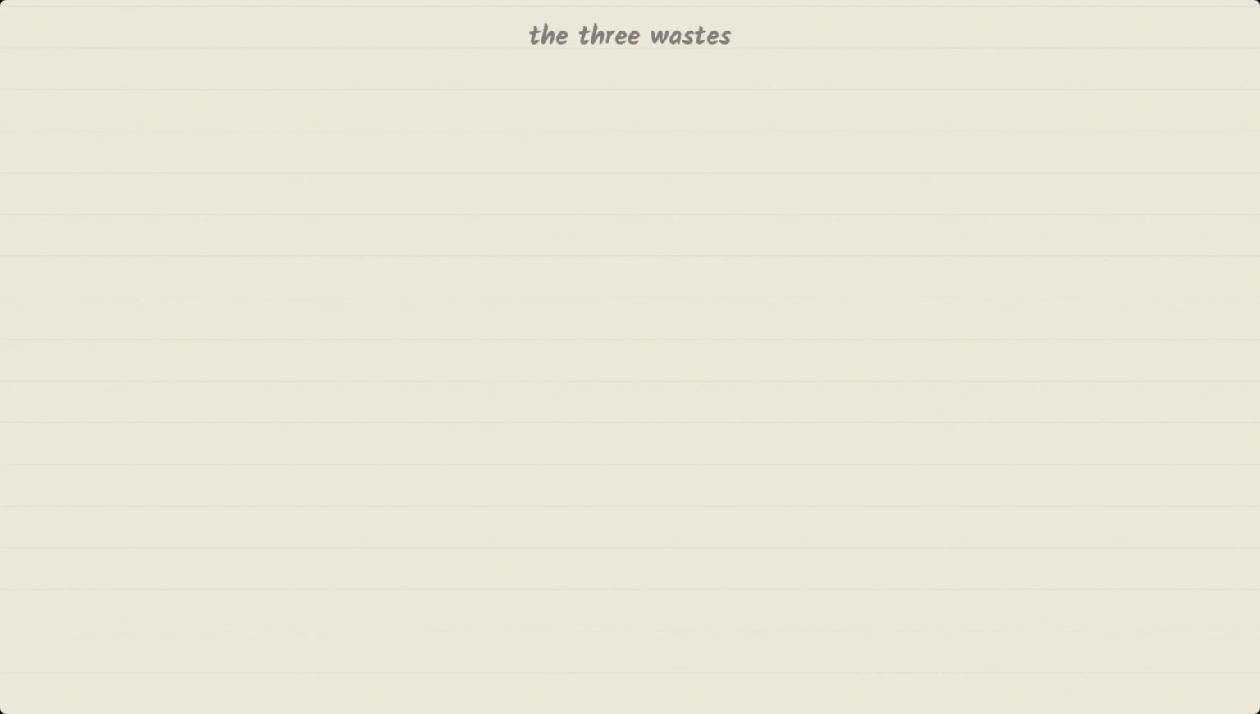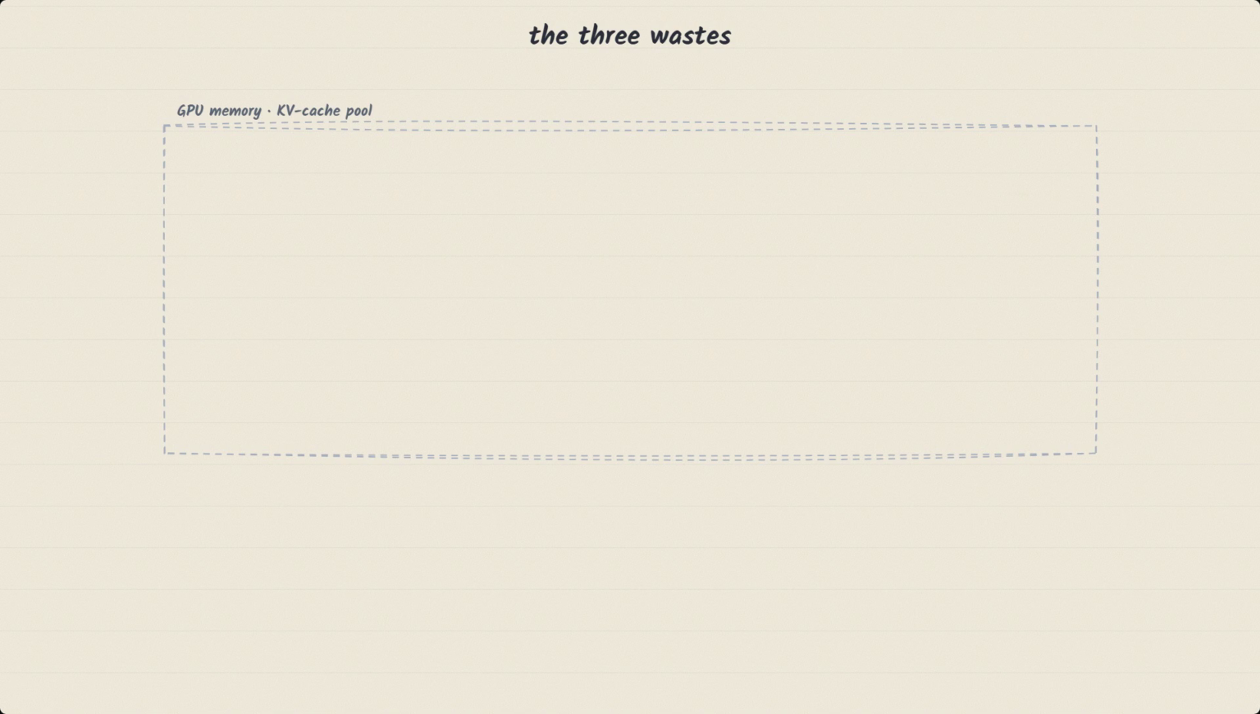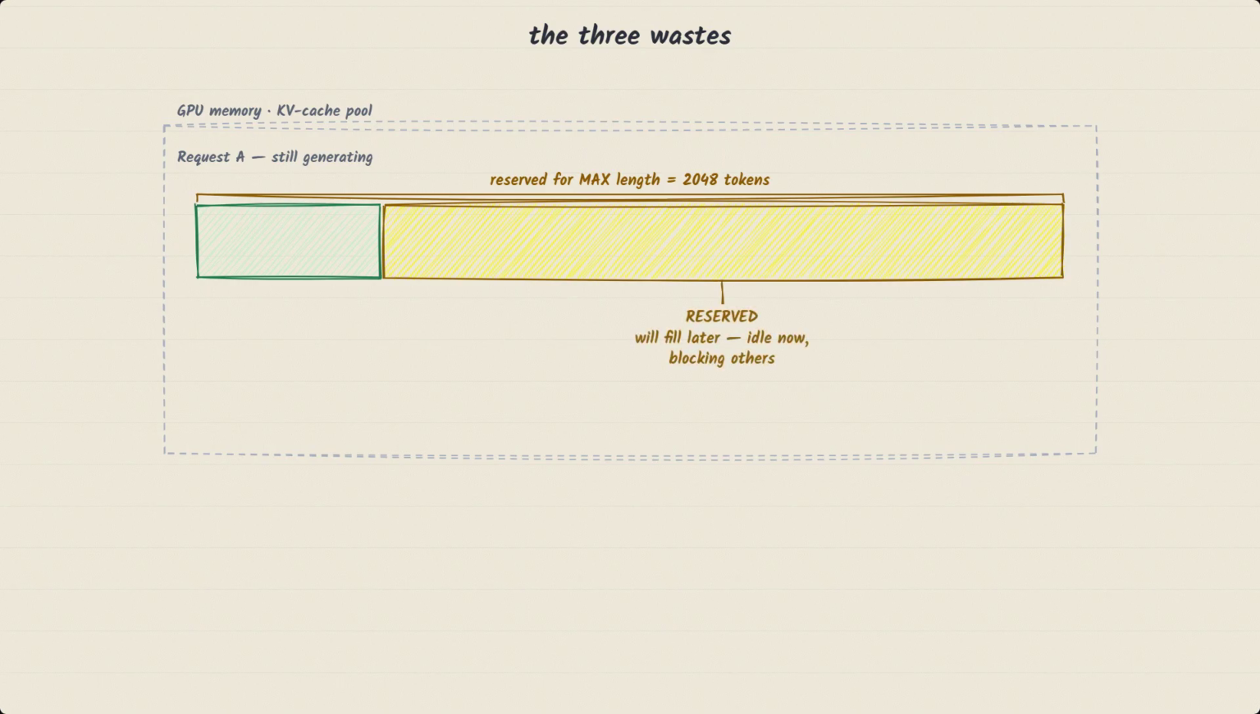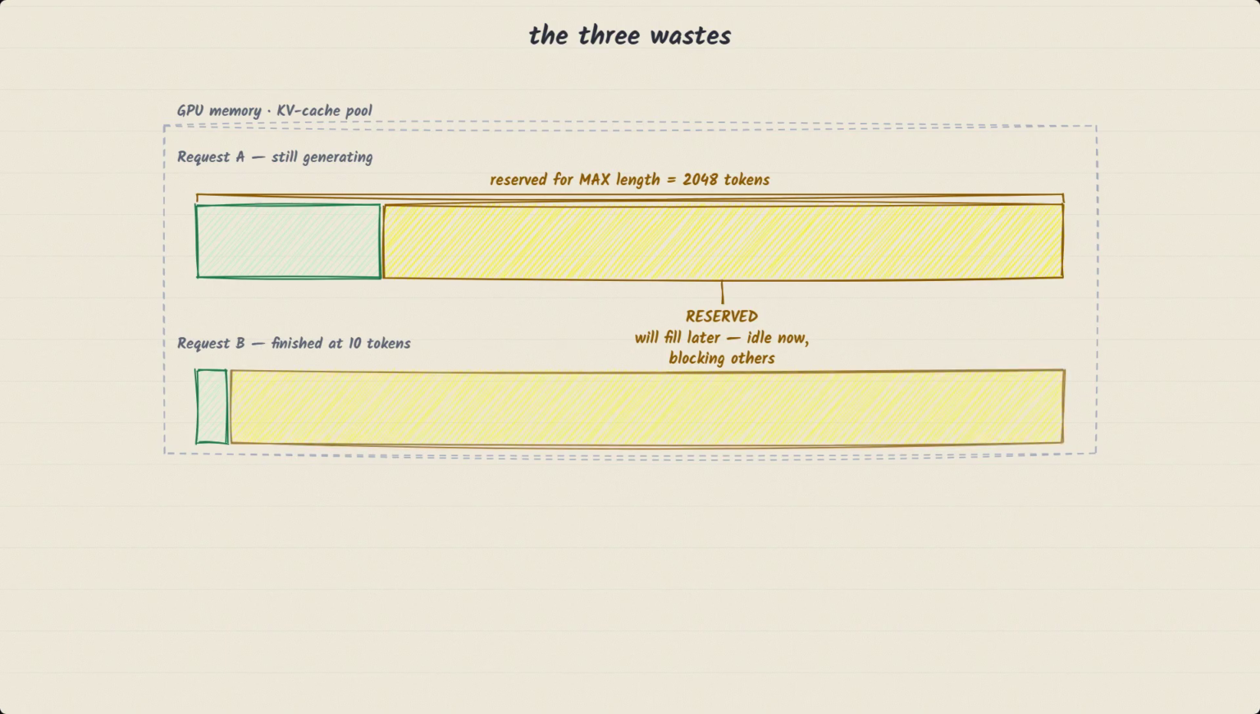Here's where 2/3 of it vanishes. Because deep learning frameworks want tensors in one contiguous block, old servers hand each request a single slab, and not knowing the final length, they reserve the maximum, say 2048 tokens, up front. 3 distinct wastes follow.